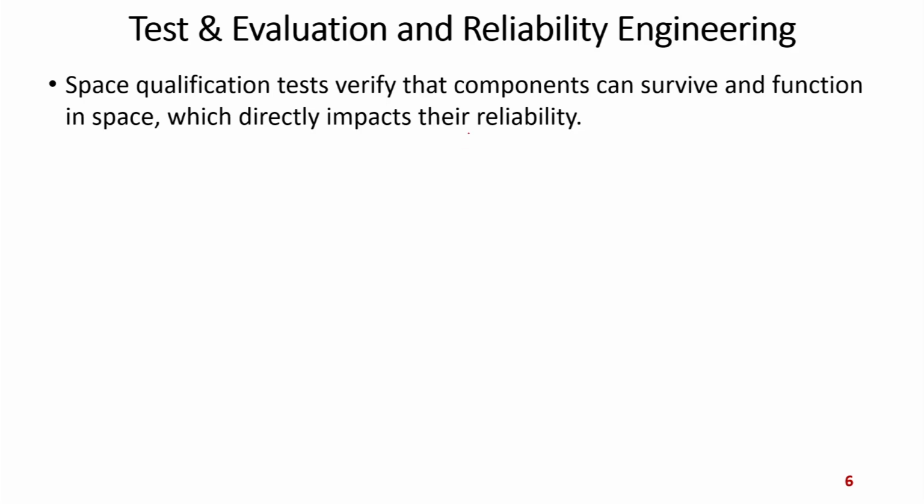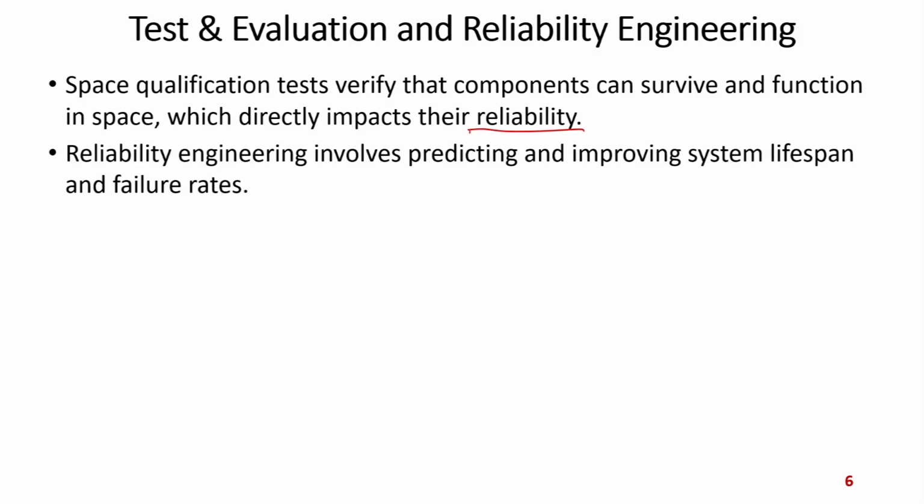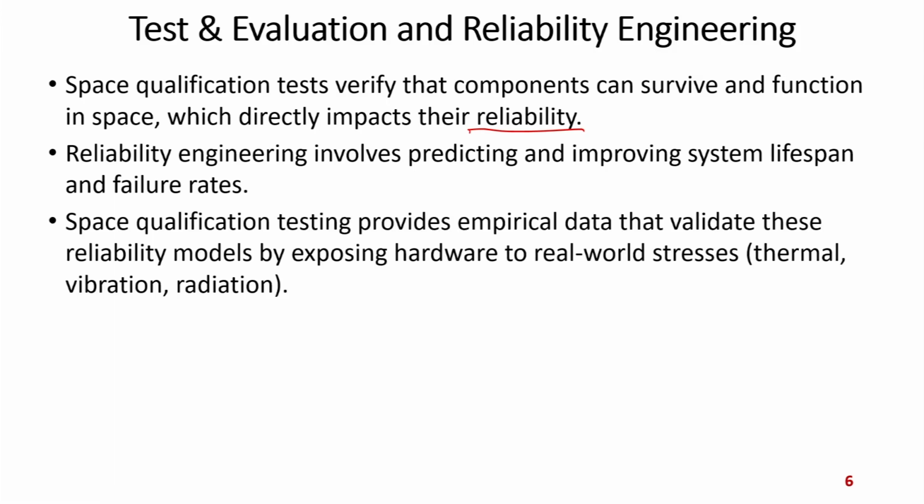We will define mathematically what reliability is. Reliability engineering involves predicting and improving system lifespan and failure rates. We will see how this is done, and as I already said, the space qualification testing provides the empirical data. Based on that data you can predict whether your system will work for the designated or desired mission life, whether the components and subsystems will work or not. That is only from the space qualification data.